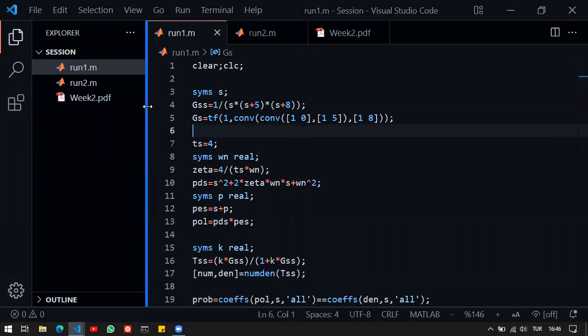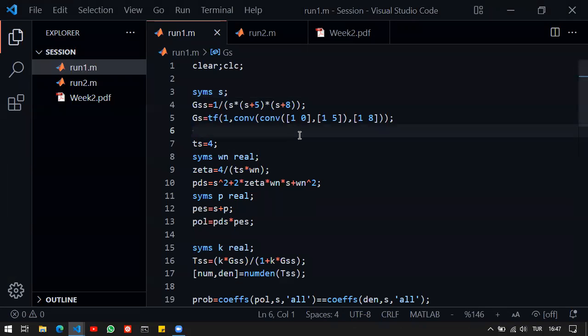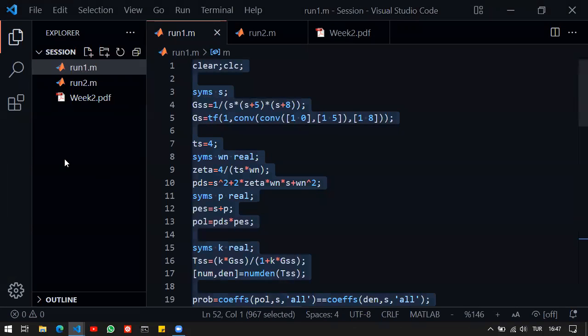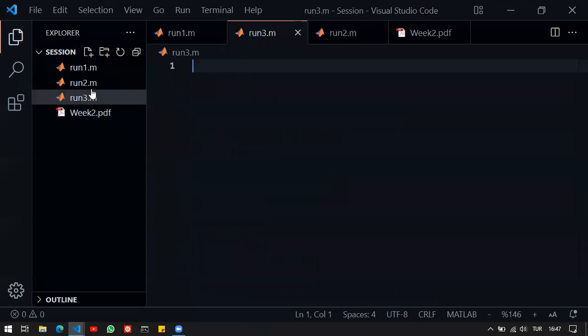Okay, let's continue on our discussion. The third task today is to design a closed loop such that if we apply a step response to the closed loop, it will be critically damped, which basically translates to zero overshoot. So let's copy this. Let's have 3.